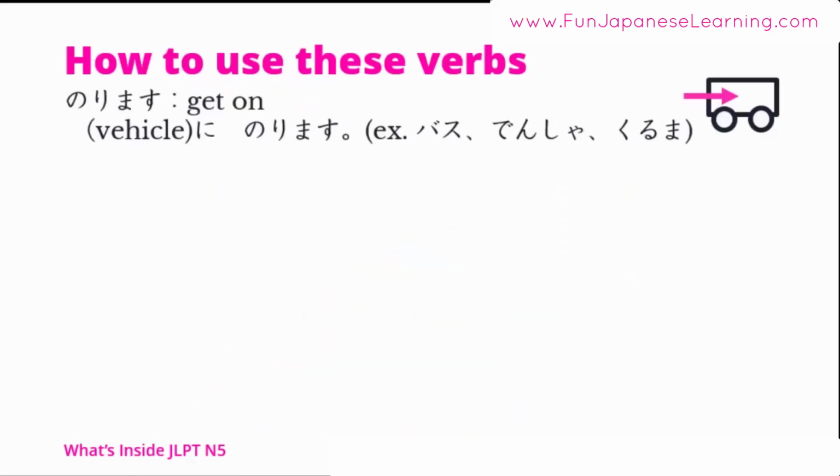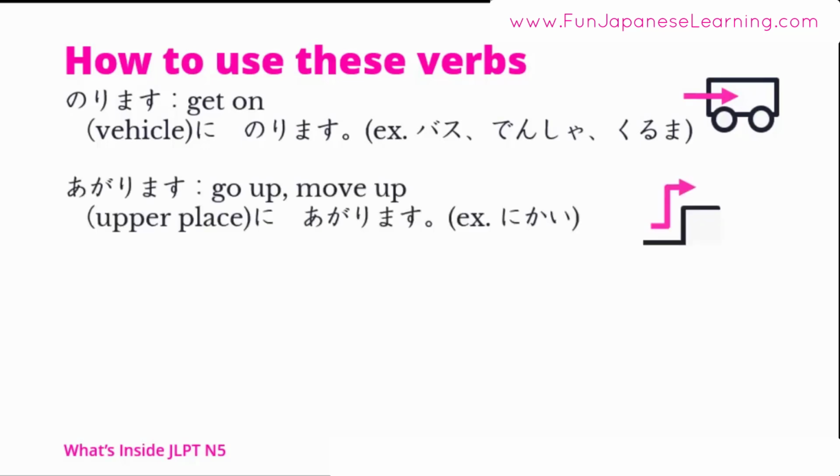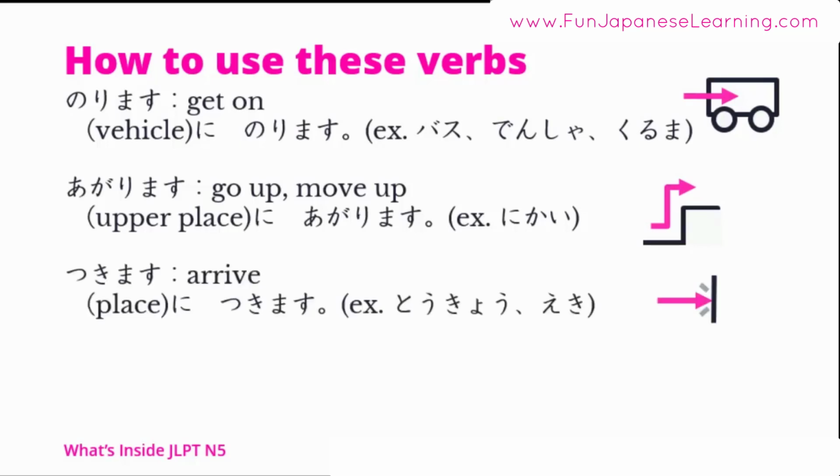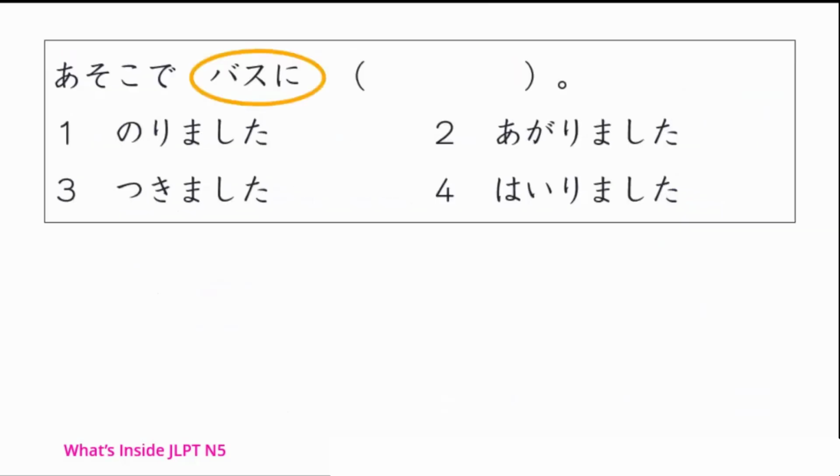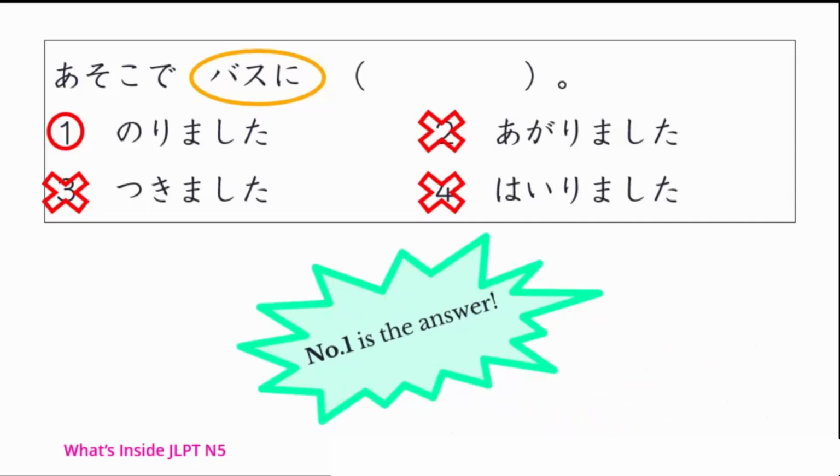How to use these verbs? 乗ります: get on. vehicle に乗ります。For example, バス、電車、車に乗ります。上がります: go up, move up. upper place に上がります。For example, 2階, second floor. 着きます: arrive. place に着きます。For example, 東京 or 駅 station. And 入ります: enter. room に入ります。For example, 部屋 room. 店 shop. or 喫茶店 cafe. So, バスに乗りました。Number 1 is the answer.